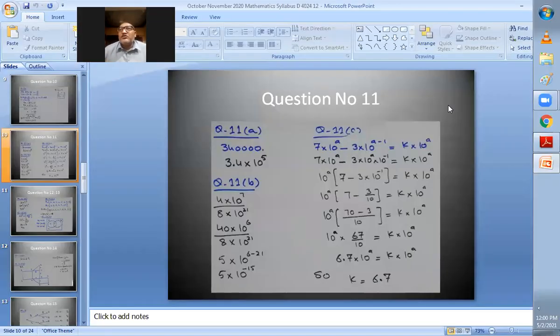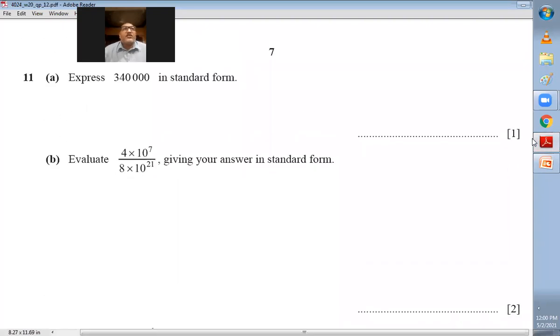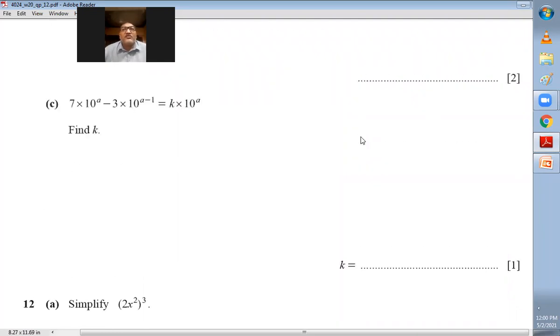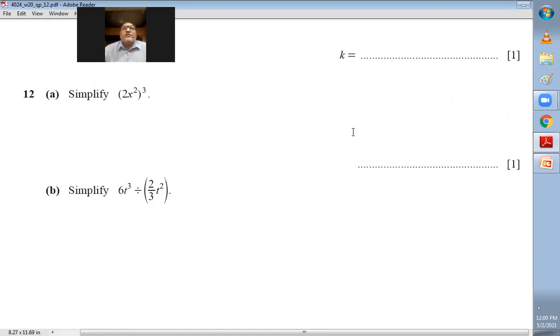Okay, so let me show you. This was the question number 11. And this was the A part. We are done with this. Then this is the B part. It was a 2-mark question. We are done with this. And this was the C part, where you have to find out the value of k. It was a 1-mark question. And this C part is not an easy one. Okay, so we are moving to the next question.